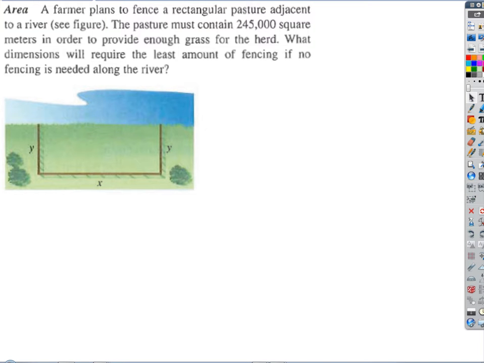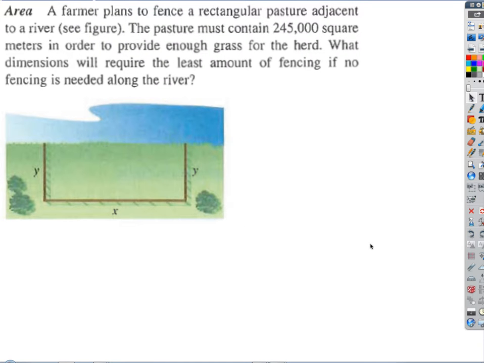Okay, what can we do? So what is it that we're trying to minimize or maximize here? Fencing. Okay, so we're trying to minimize fencing, right? Now you've got to think of this in terms of, and this is what I want you to really get good at, I want you to think about this in terms of what a graph might look like.